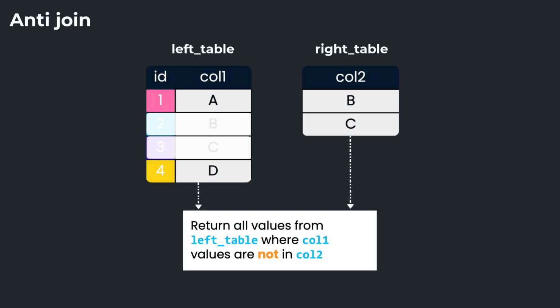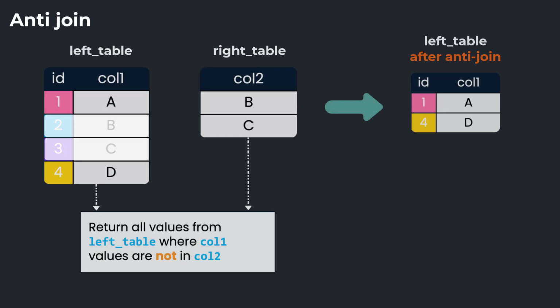Moving on to anti-joins. The anti-join chooses records in the first table where col1 does not find a match in col2. The final result of our anti-join is records corresponding to IDs 1 and 4. Again, no new columns are added.